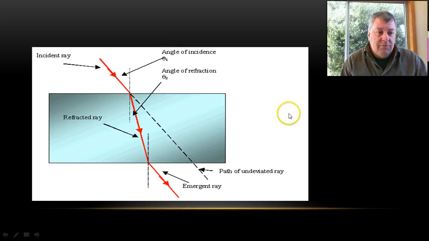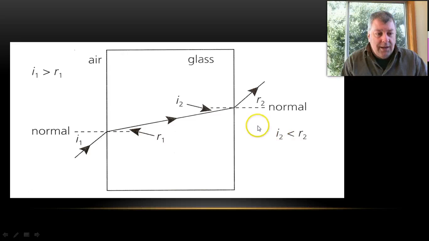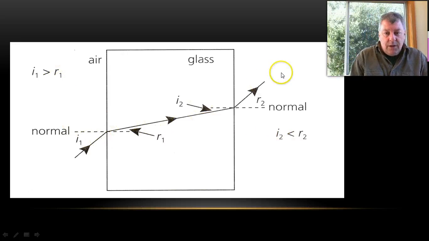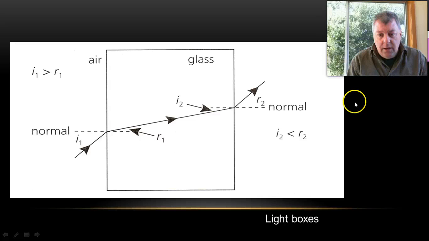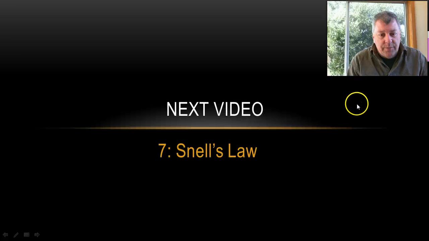So there's another diagram showing that again. Here we can see what we're trying to show is that we're going from air to glass, so it's being bent towards the normal, and here it's being bent away from the normal. And we'll look at the light boxes and we'll be able to do those questions. And in the next video we're actually going to look at Snell's law, and that's a good point to stop.